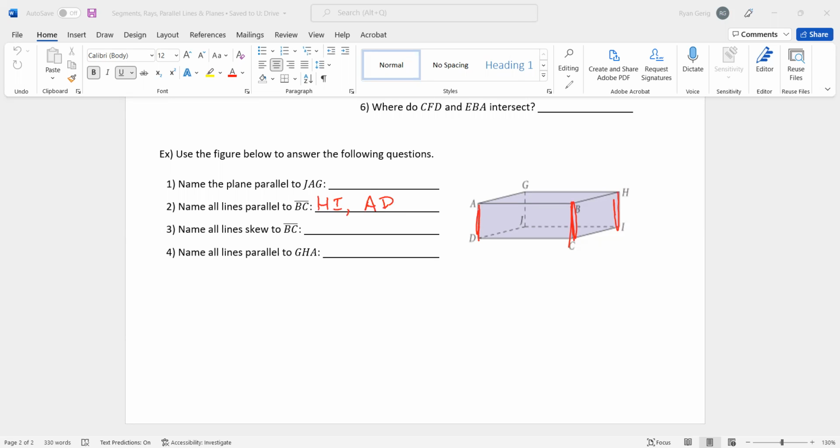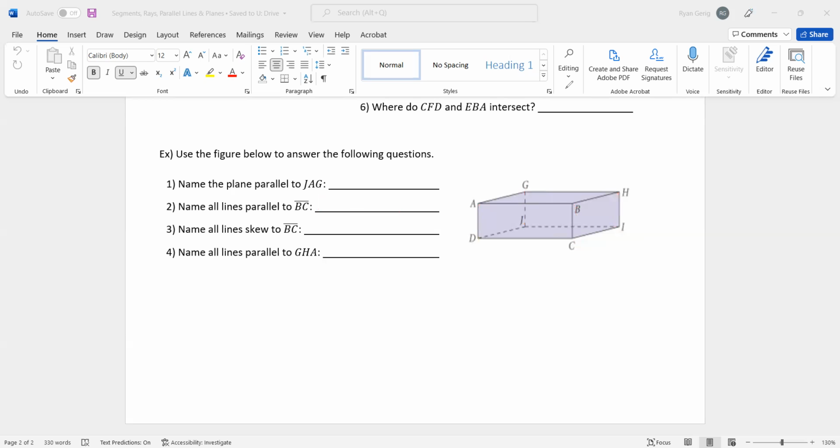Now, this one, last one's a little tricky. I know there's not a line, plane through the middle, but I could draw one, right? Which means GJ, also vertical, is technically parallel. So GJ is also parallel to BC. Okay.